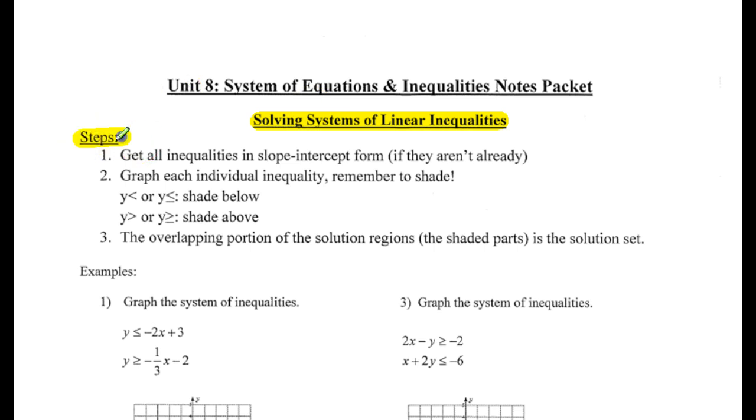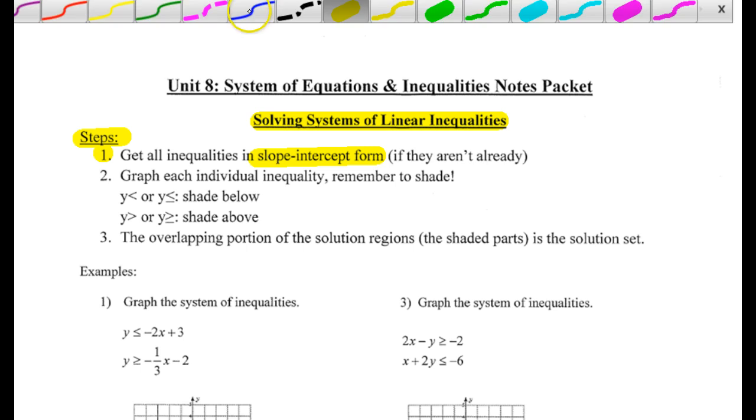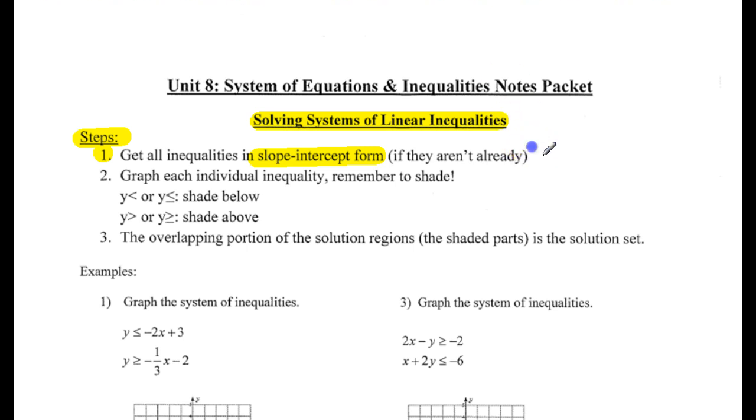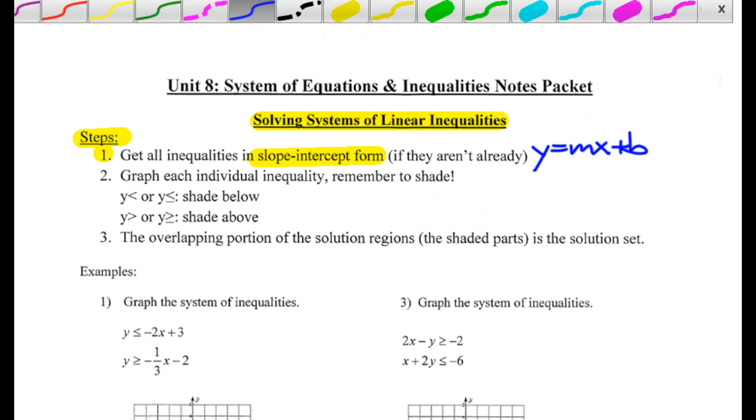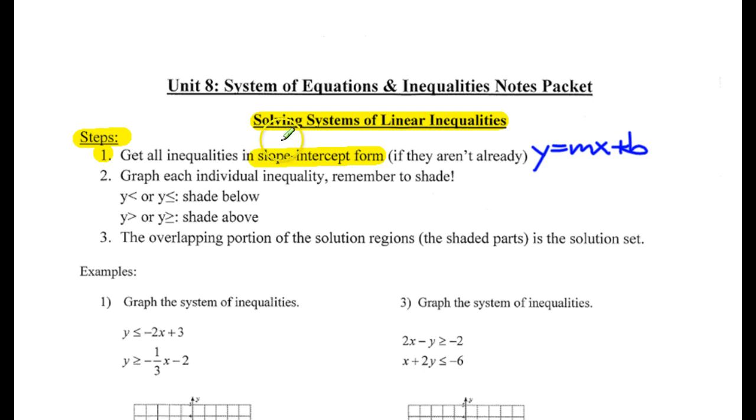So our steps. Step 1, get them in slope-intercept form, if they aren't already, right? If they're ready, you can just start graphing it. Remember, slope-intercept form is y equals mx plus b. If it's like that, you can start graphing. If not, solve it first for y.